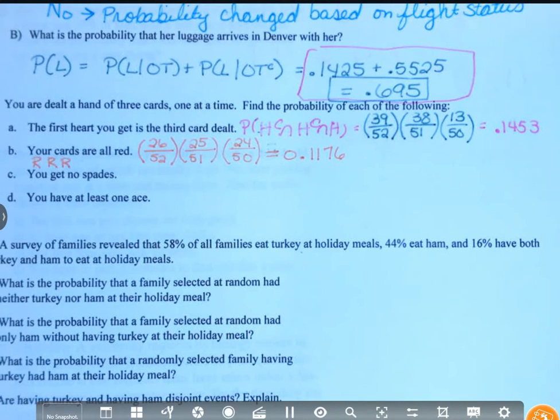I want you guys to try C, and because I'm evil, D. D has at least 1. The same way. What did we do at least 1 before? We said 1 minus the opposite. 1 minus no aces. So that's just you're saying no ace, no ace, no ace.